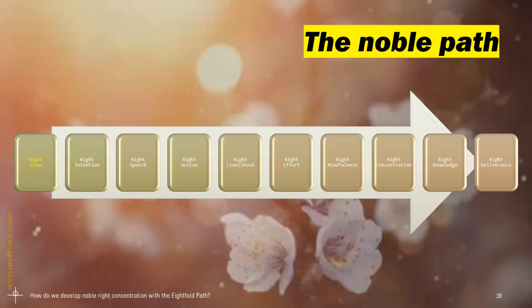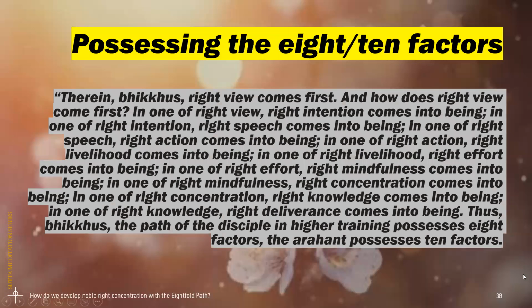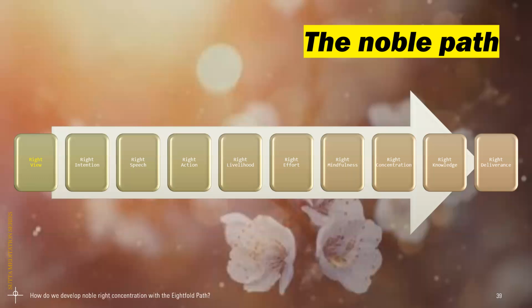So then the Buddha says that last part, let me just go back to that slide. The last part at the bottom says, thus the path of the disciple in higher training possesses 8 factors, the arahant possesses 10 factors. So from right view all the way to right concentration, these are noble attainments, held by the noble disciple who hasn't completed the path, who may be developing, who has some path and fruit. This sekha at this point in the meditation has developed it to this degree, but not to fulfillment. But the arahant has gone all the way through, has accomplished all parts of the Four Noble Truths, including developing the path to fulfillment.